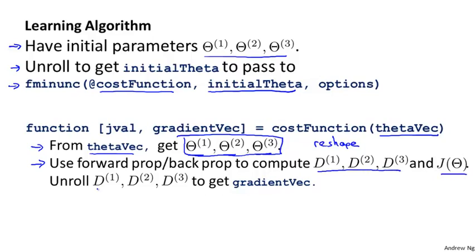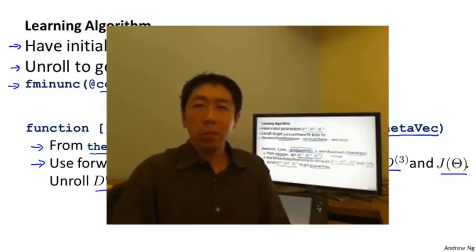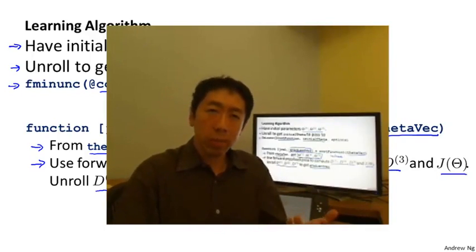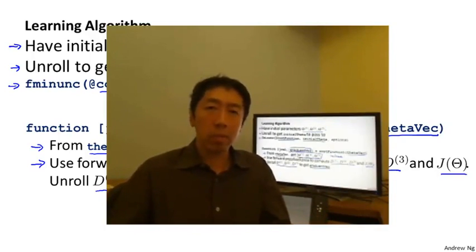And finally, I can then take my derivatives and unroll them, sort of keeping the elements in the same ordering as I did when I unrolled my thetas. But I'm going to unroll D1, D2, D3 to get gradient vec, which is now what my cost function can return. It can return a vector of these derivatives. So hopefully you now have a good sense of how to convert back and forth between the matrix representation of the parameters versus the vector representation of the parameters.